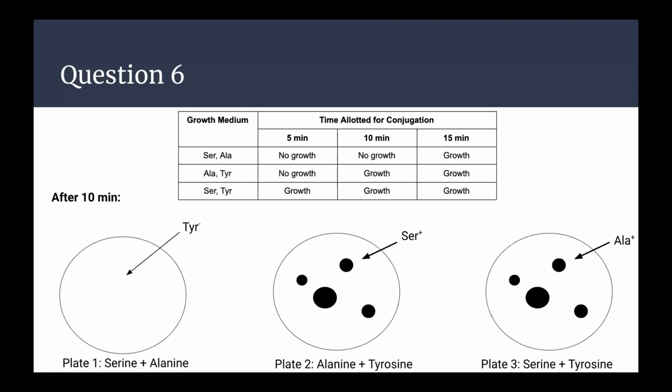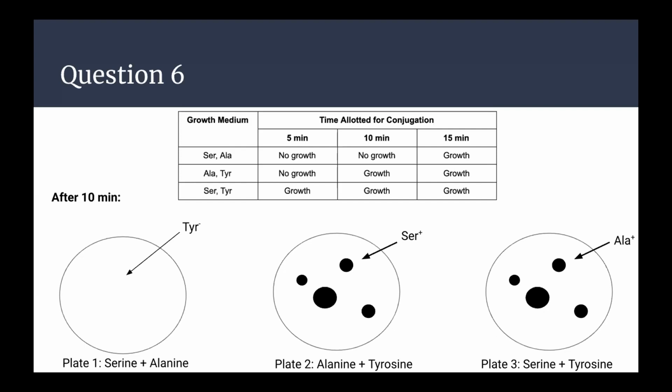So, the scientist now allows conjugation to continue again for another 5 minutes and then he stops. The scientist now observes growth on plate 2, which has alanine and tyrosine and lacks serine. The bacteria on this plate are only allowed to grow because the bacteria is able to synthesize serine on its own. It's able to do this because of conjugation, so genetic transfer.